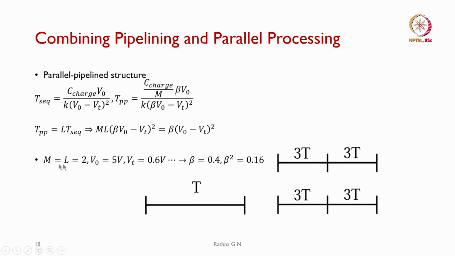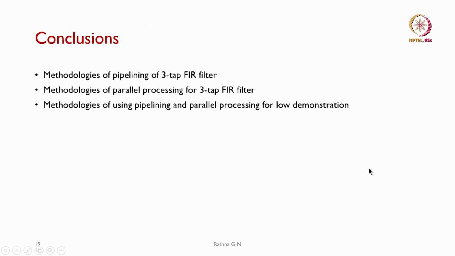So, if we consider both of them, M is equal to L is equal to 2, then we are operating V naught at 5 volts, then what threshold is given as 0.6 volts. So, if we compute the values, beta becomes 0.4, then beta squared will be 0.16. So, this is how we will be doing the thing. This is our sequential. So, what we have done is 3 parallel units what we are going to have it. So, and then one pipeline what we have considered.